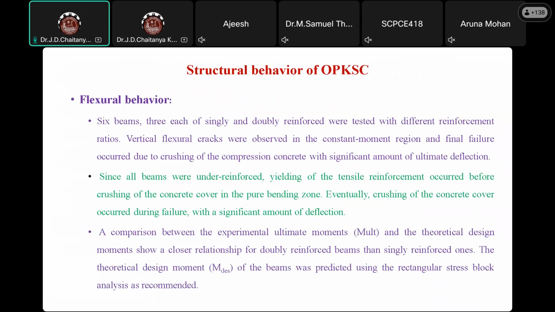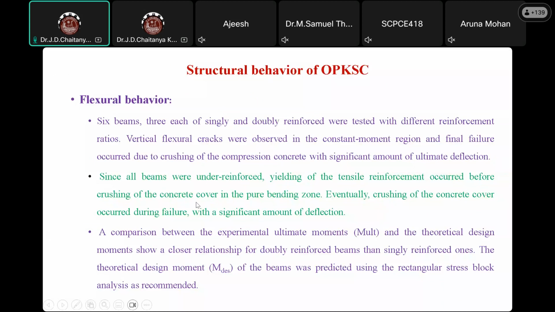So when you are testing with 2-point loading, that means four-point bending loading, whatever load we apply, you can observe the vertical flexural cracks here. The vertical cracks are observed in the constant moment region. When the 2-point load is applied, below the 2-point load you can observe the clear constant moment region.